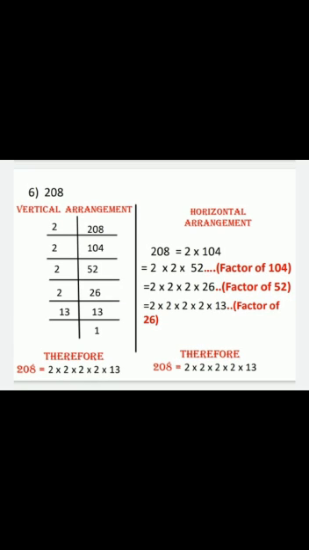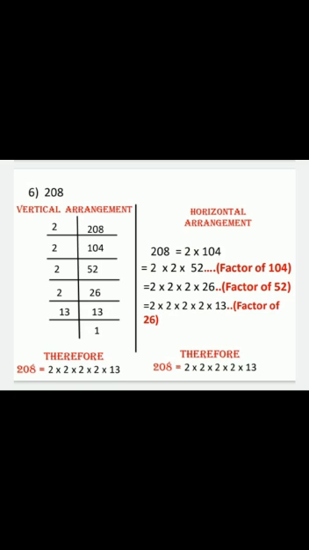The sixth sum, 208 in vertical arrangement. 2 into 104. Then 104 can be split up into 2 into 52. Then 52 can be split up into 2 into 26. Then 26 can be split up into 2 into 13. And 13, 13 ones are 13. So the prime factor of 208 in vertical arrangement is 2 into 2 into 2 into 2 into 13.